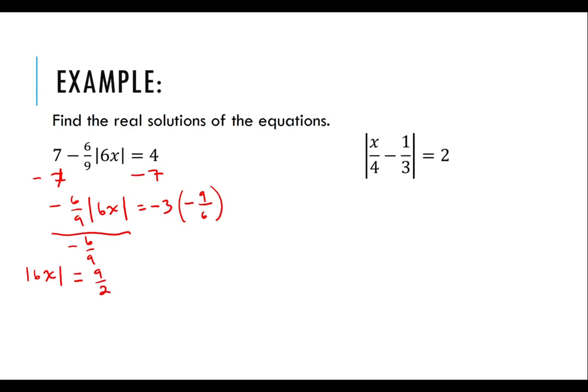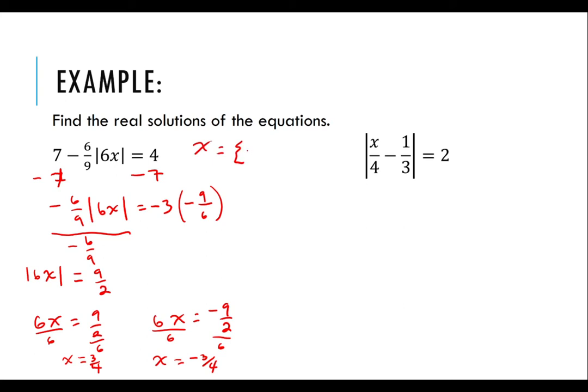So now that we have a single absolute value equal to some number, then I have to break it up into two cases. Those are 6x is equal to positive 9/2, or 6x is equal to negative 9/2. Then divide by 6, divide by 6. That gives me that x is equal to 3/4. Divide by 6, divide by 6. This one gives me that x is equal to negative 3/4. So notice that I do get two solutions for this one. x is equal to positive or negative 3/4.